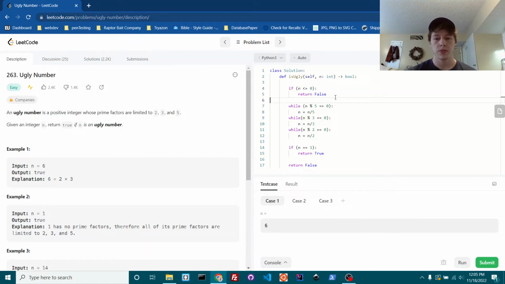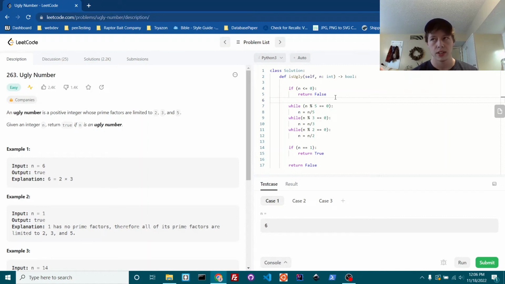So we'll divide it by 5 as much as we can. If it ends up becoming 1, then that means it was fully divisible by 5. Yeah, I think this would work because anything whose only factors are 2, 3, and 5 will end up being 1. It keeps getting divided by 5 as much as it can, then by 3 as much as it can, then by 2 as much as it can.